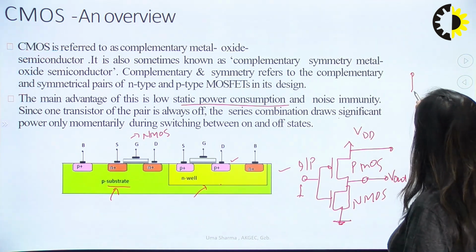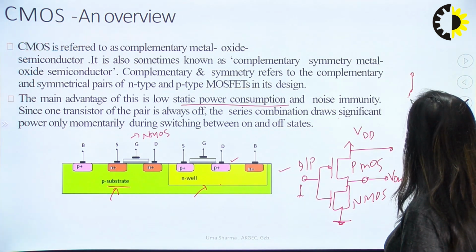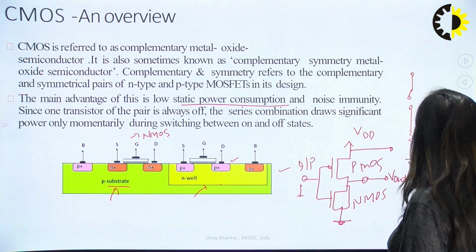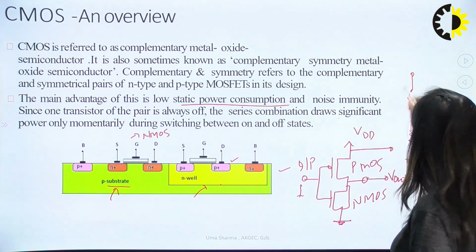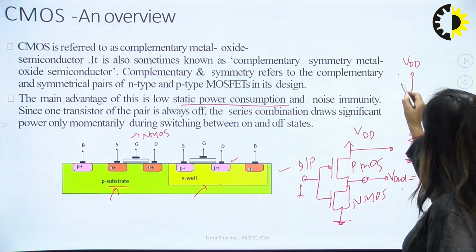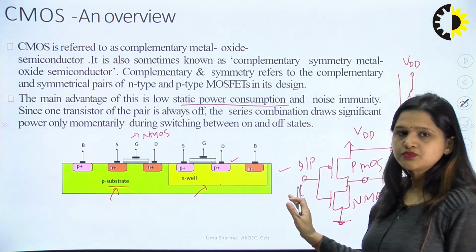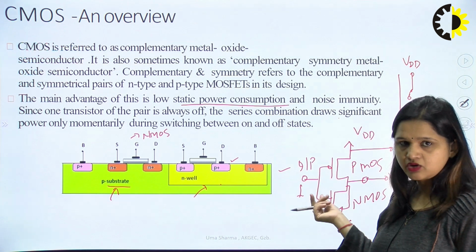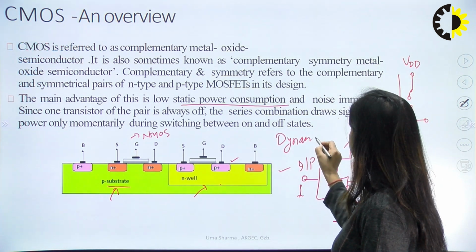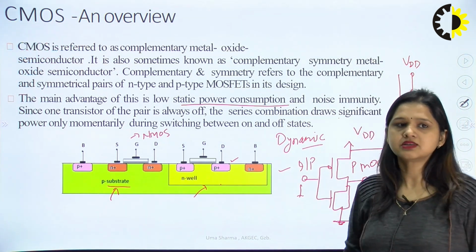Now VDD is connected with this PMOS, which is operating as an open switch, and this NMOS can be replaced by a small resistor. So you can see that no direct path exists between VDD and ground. That's why, if I calculate the total power consumption of this CMOS technology, only dynamic power dissipation will be there. There is no static power dissipation in CMOS technology.